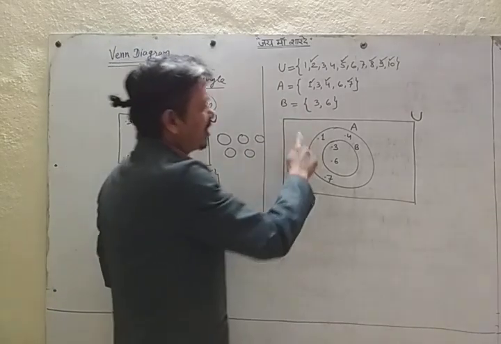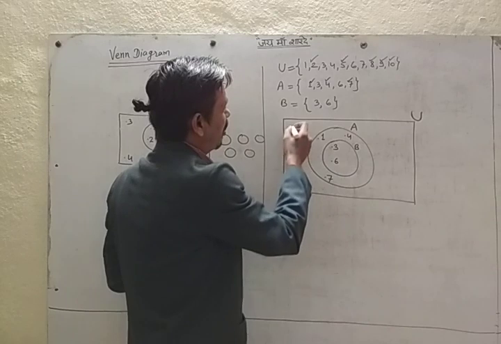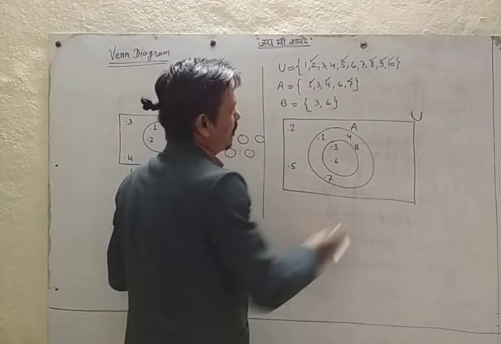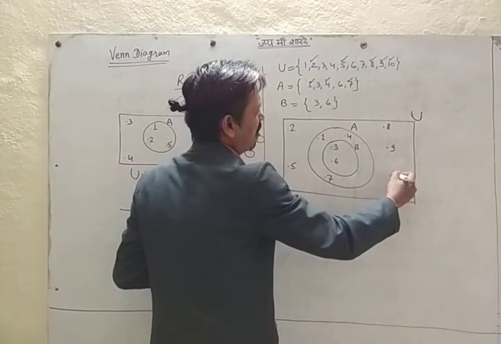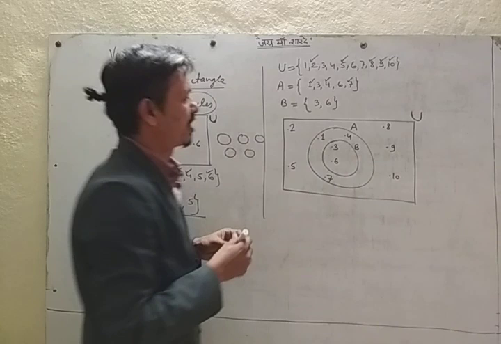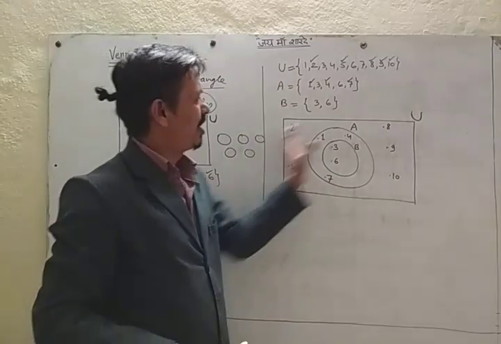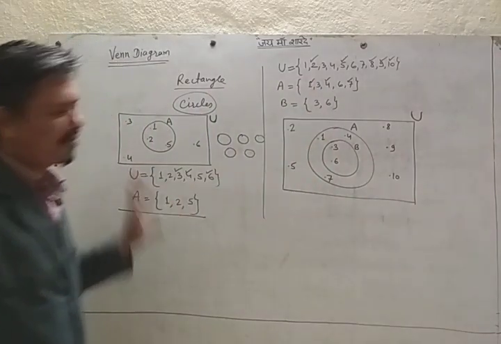So that we will write inside this rectangle, but not in the circles. So 2 we can write here, 5, then 8, 9, 10. Wherever we want we can write, but not in the circles. Okay? So like this, sets you can represent by a diagram. This is our Venn diagram for these sets. Okay?